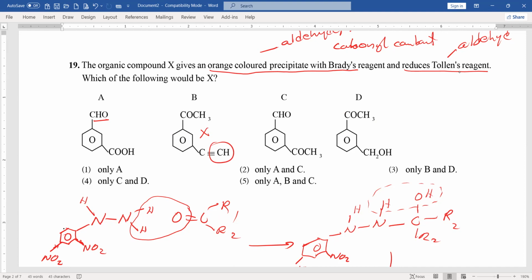That is not because of reducing, it is because of an acid-base reaction. Here we have CHO, so it can, but these two cannot, because here you have a ketone and here you have an alcohol. So the only possible answers are A and C.